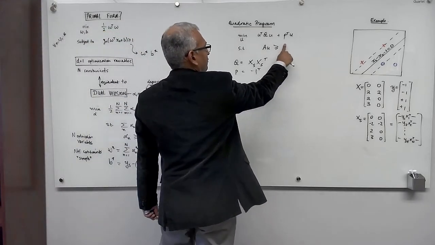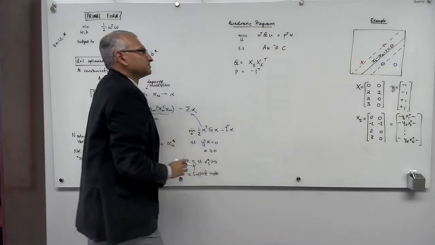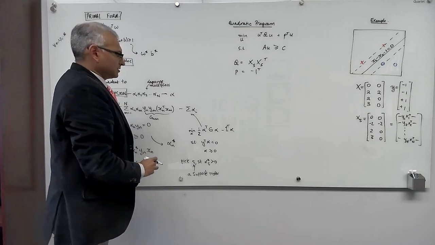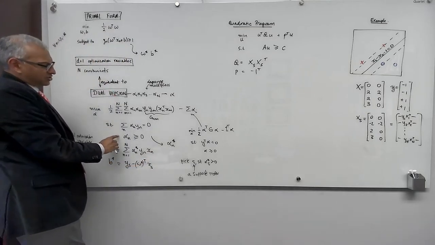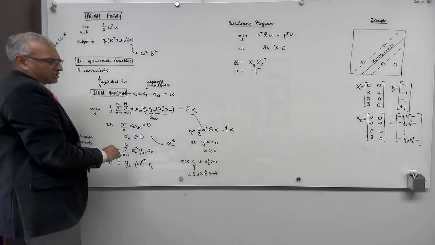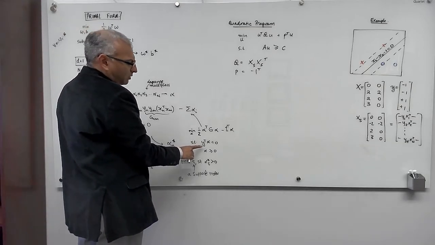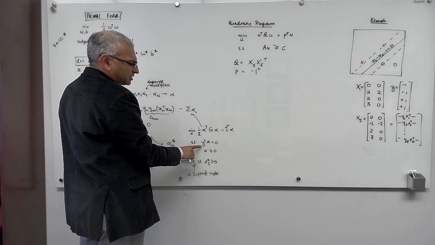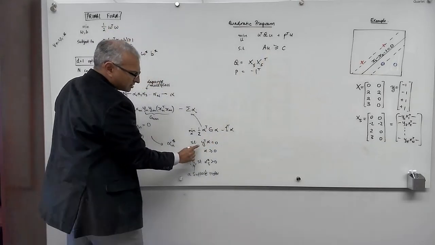Okay. In the general form, this can be greater or equal to C. Okay. And what is A? So A involves our constraints. So the rows of A are determined by our constraints. So the first row of A, well, this is not an inequality, this is an inequality constraint. So this is an inequality constraint, this is an equality constraint.